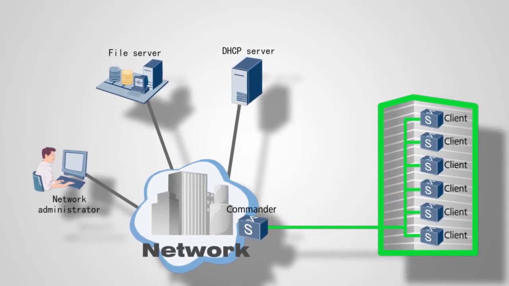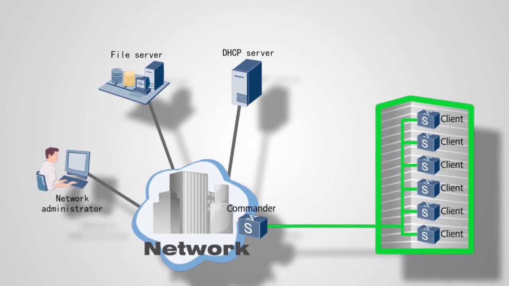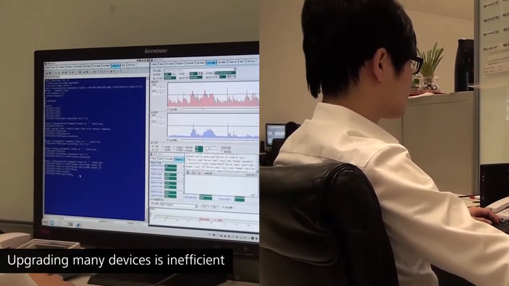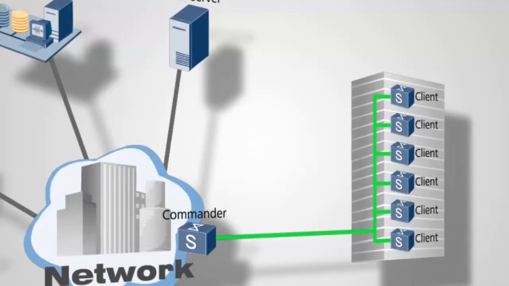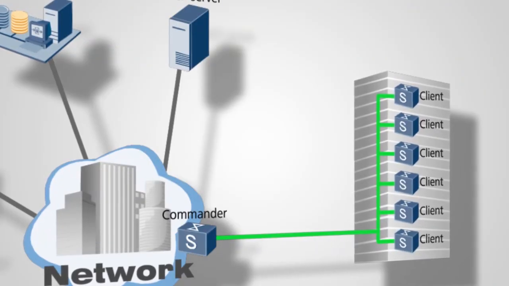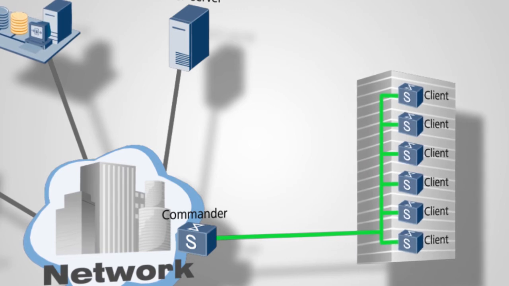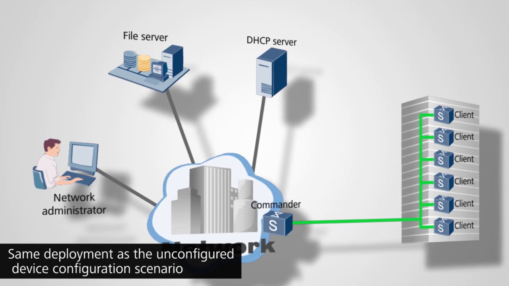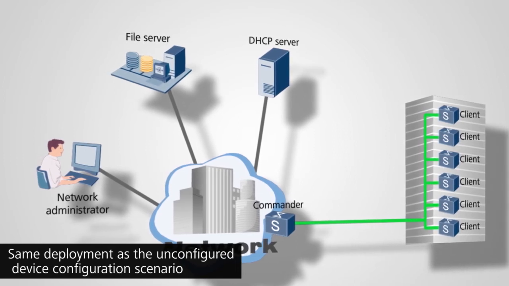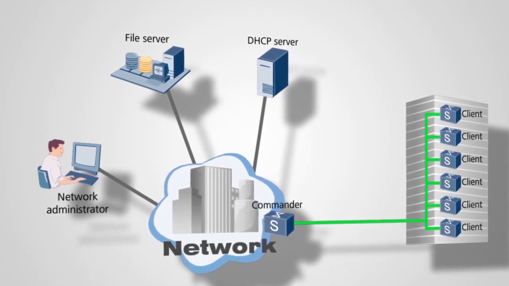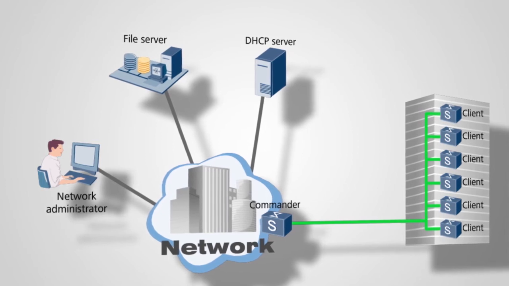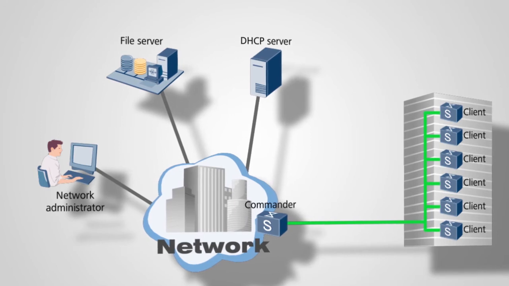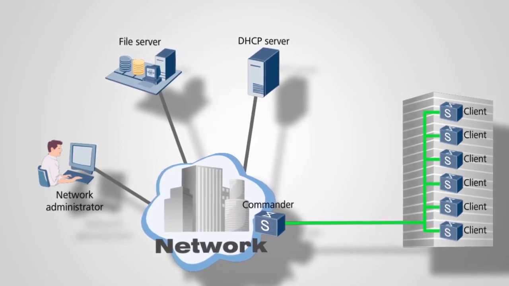It frees you from the trouble of manually configuring the new clients one at a time. Let's take a look at how EasyDeploy helps solve the second problem. Now we use EasyDeploy to perform a batch upgrade. Step 1. Deploy the commander and the file server. They provide the same function as they do in the unconfigured device configuration scenario. Step 2. Specify the commander's IP address on the clients to enable them to communicate with the commander. Step 3. Issue the upgrade instructions to the clients on the commander.